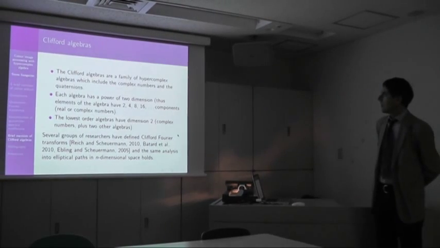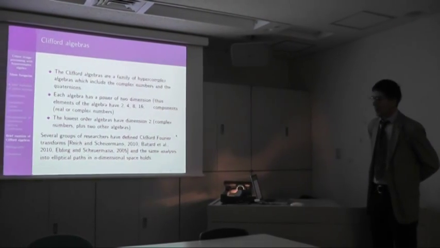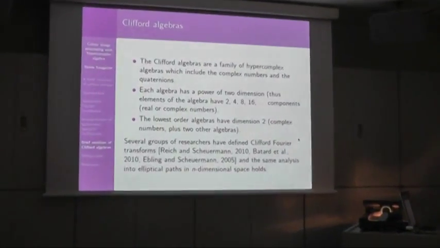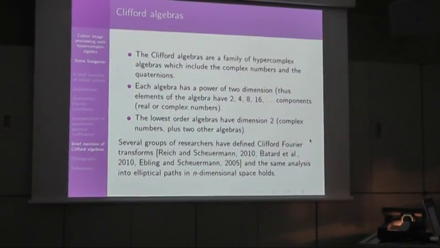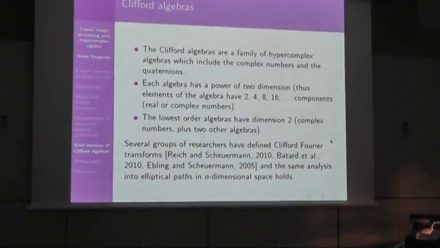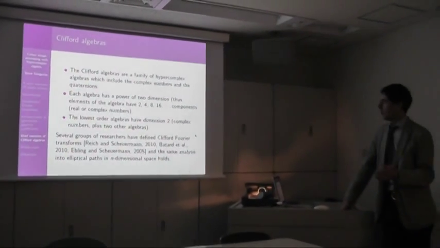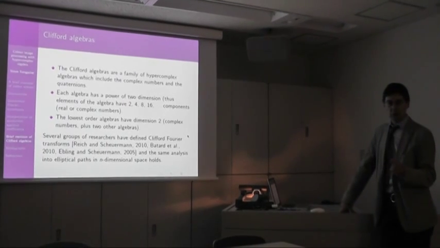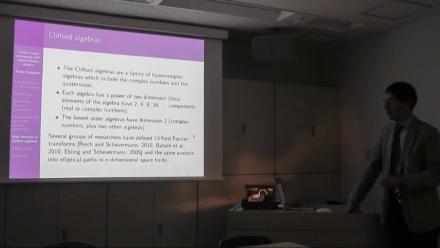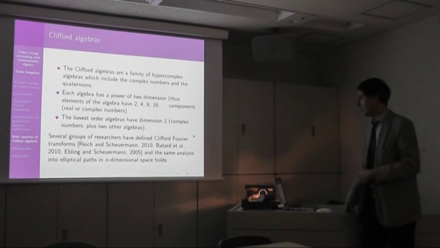Okay, so the final thing to say is about Clifford algebras. Clifford algebras are a family of hypercomplex algebras. They include the real numbers, of course, the complex numbers, the quaternions, but many others. Every algebra has a power of 2 dimension, so the elements of the algebra are either 2, 4, 8, 16, 32 dimensional or more. And there have been many people working on Clifford Fourier transforms. And that analysis that I just showed you with the video works even in all of these algebras in any number of dimensions n.